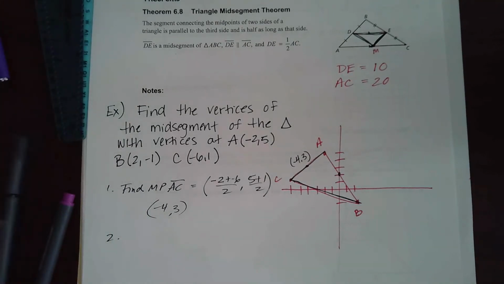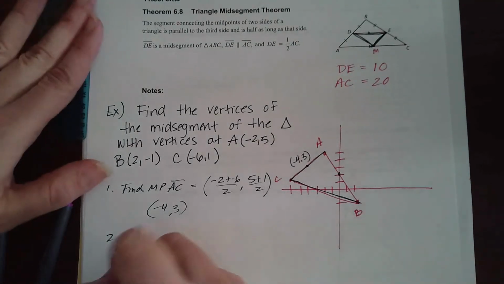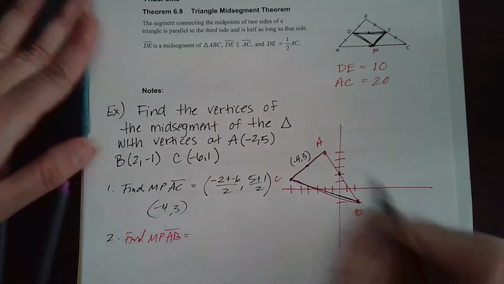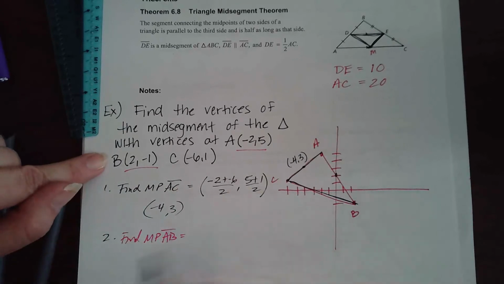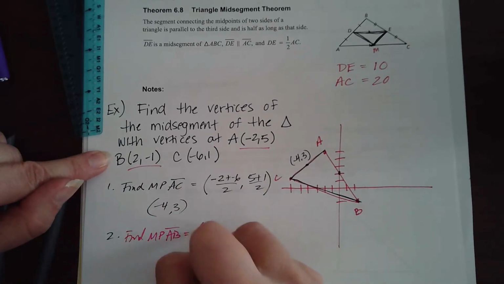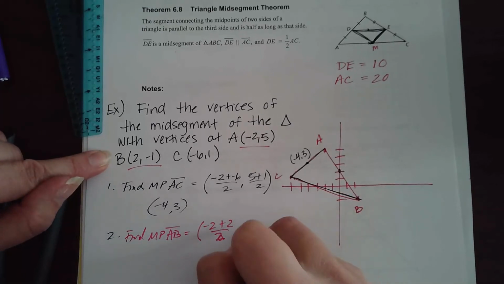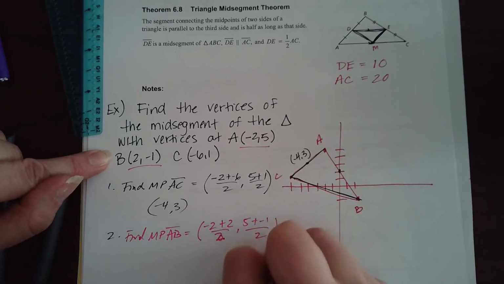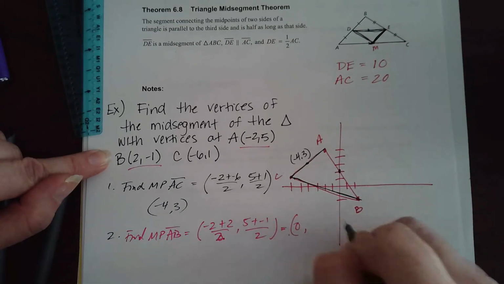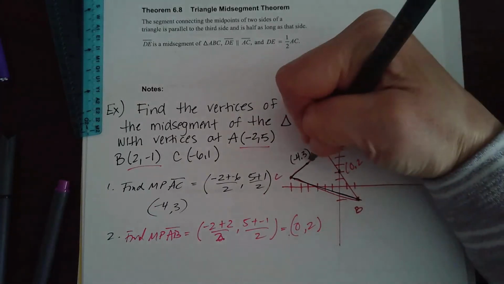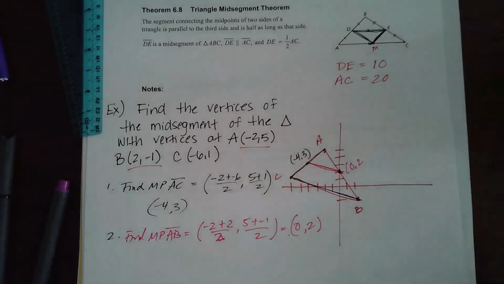Next, I'm going to find the midpoint of AB. I'm going to do that the same way, except that I'm going to use points A and B. So I'm going to do -2 plus 2 divided by 2, and 5 plus -1 divided by 2. So I get the point (0, 2). All right, so (0, 2), and that's one mid-segment of my triangle.